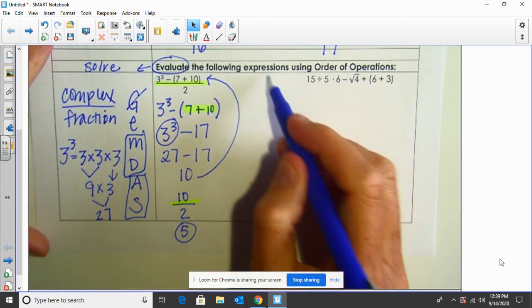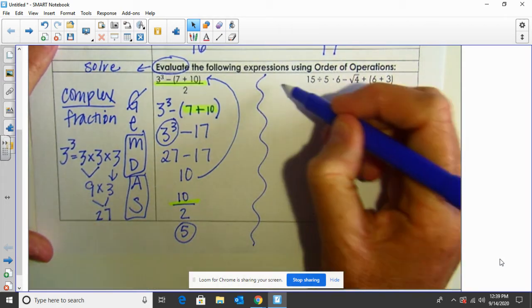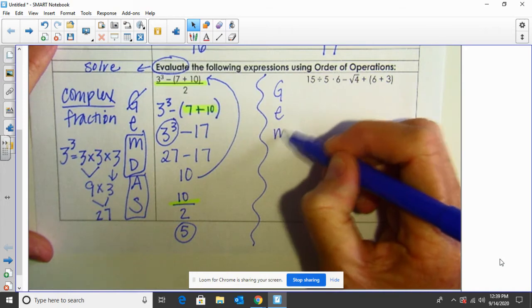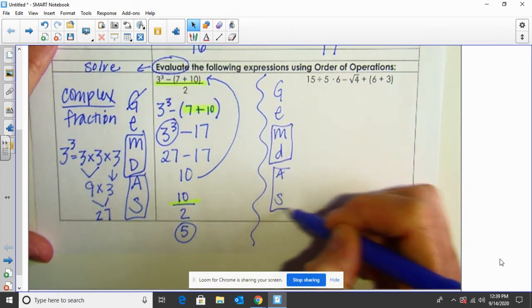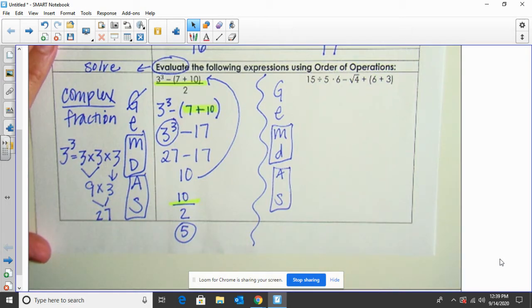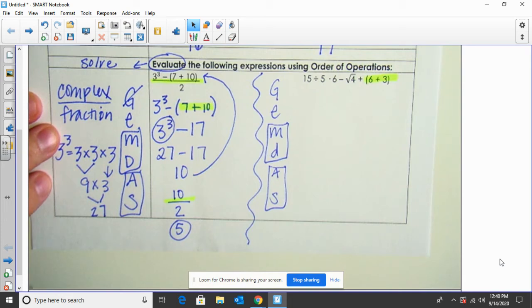All right, I'm going to move on to this one. I'm going to put my checklist, as I always do. I'm going to put my groups together. And G stands for grouping symbol. I do see a grouping symbol over here. I just see one of them, so that's good.